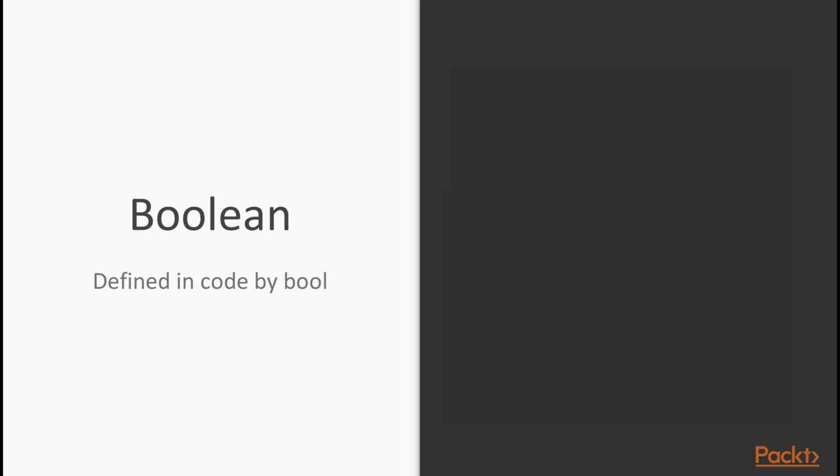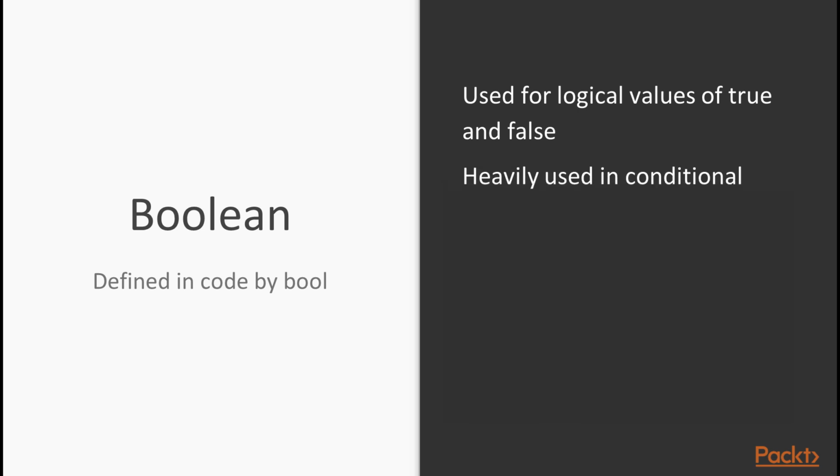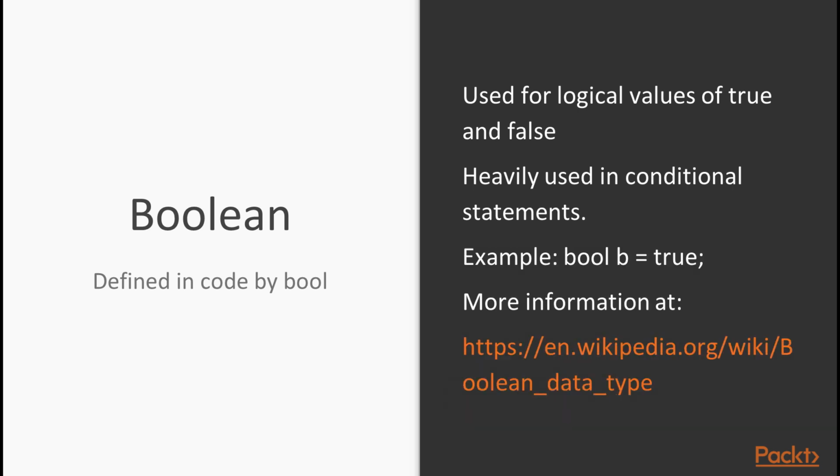Booleans, defined in code by bool. These are logical values of true and false, 1 or 0. Very simple to go A or B. Not really A or B, but true or false, yes or no. Heavily utilized in conditional statements, if statements, which we will cover more in depth later in this application. If you'd like more information, please take a look at the link below.